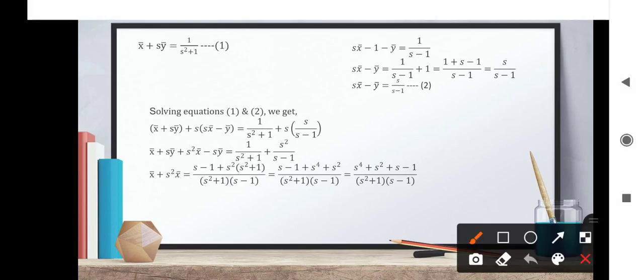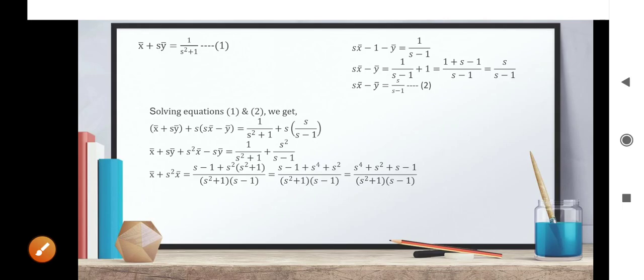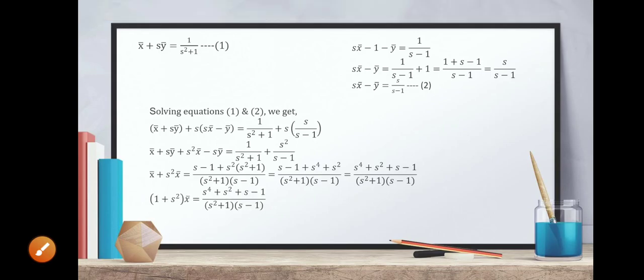Now the LHS has only one unknown, x bar, and you have to simplify the RHS by cross multiplication. So this is your simplified RHS. In the LHS you can take x bar common, so you get (1 plus s square) into x bar, and the RHS is as it is in the previous step. From this you can write x bar equal to (s raised to 4 plus s square plus s minus 1) upon (s minus 1) into (s square plus 1) bracket square.